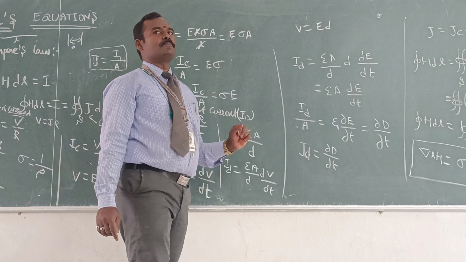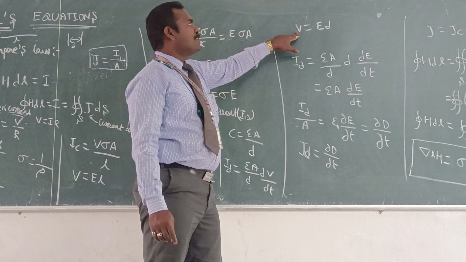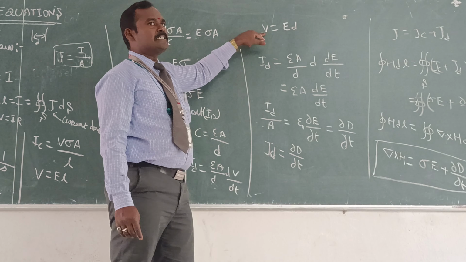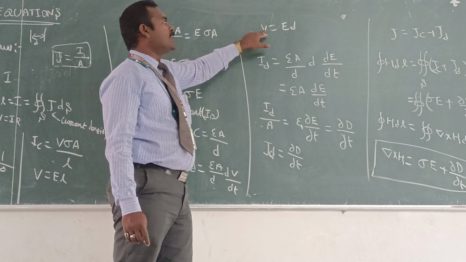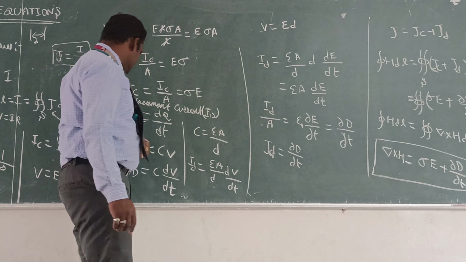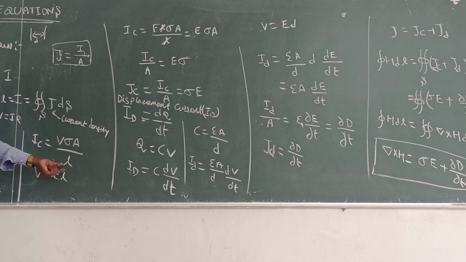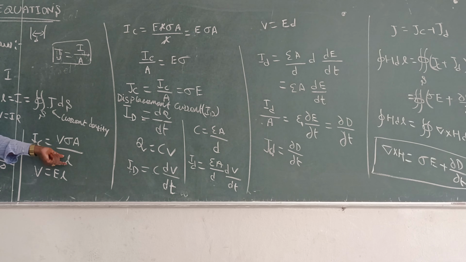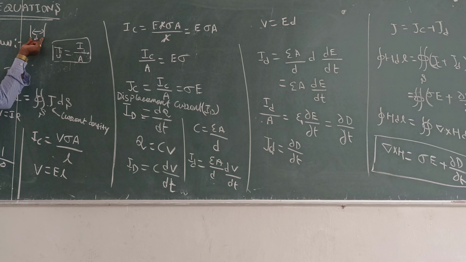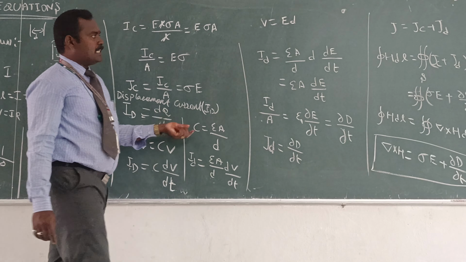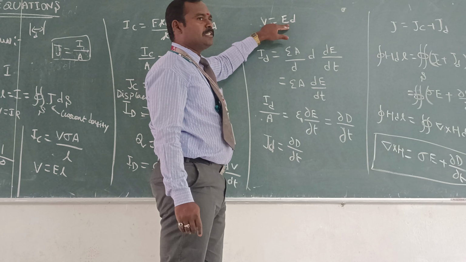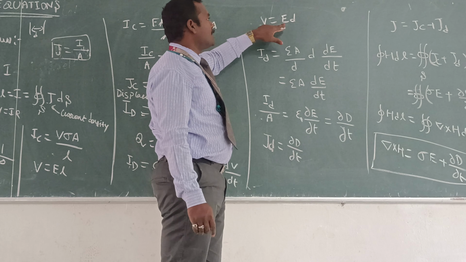But we all know the relationship between V and E. So V should be equal to E into D. You have to remember the relationship between the electric potential and the electric field. V should be equal to E into D here, but in the previous case V was equal to E into L, because earlier we considered the length of the conductor, with the notation L. Here we are considering the capacitance, so it has the D. So you can substitute V equal to E into D.